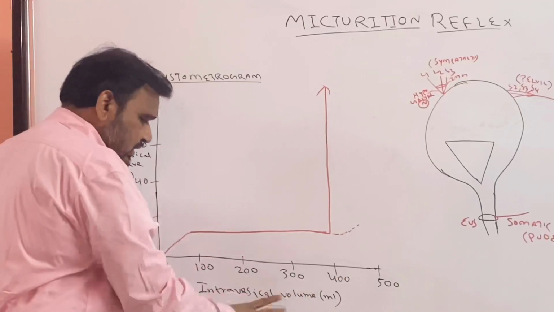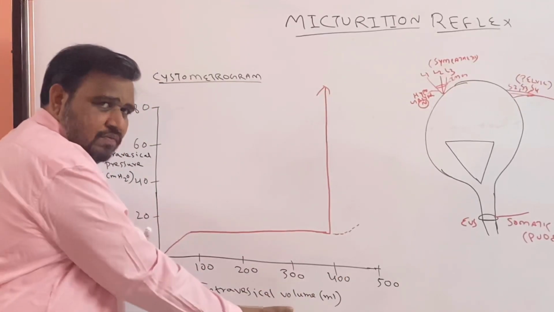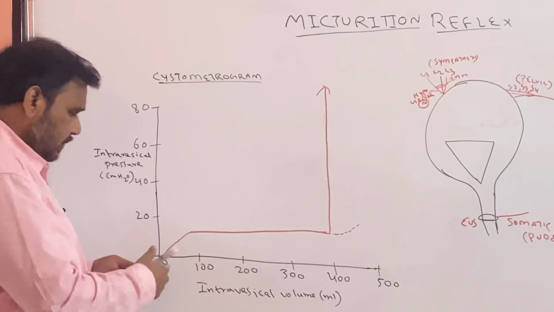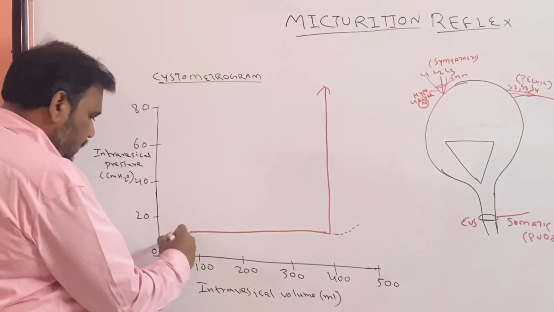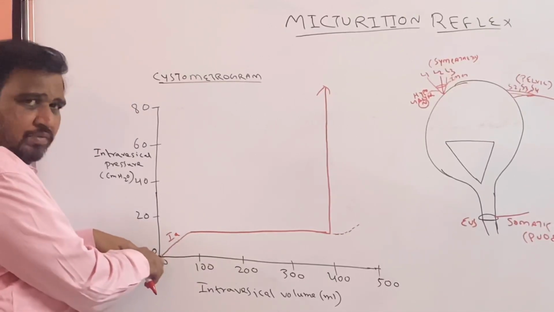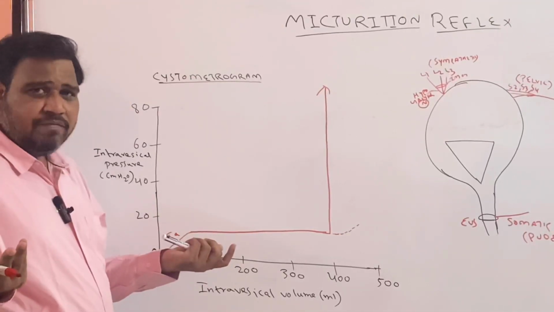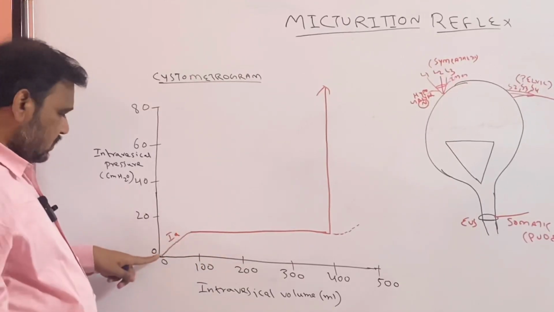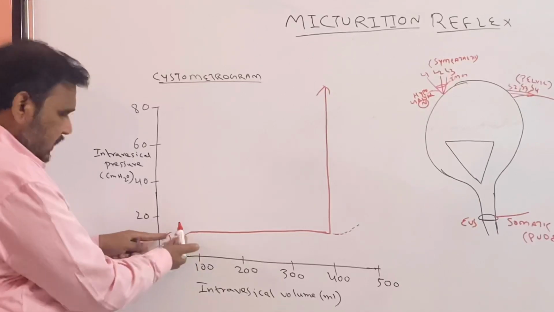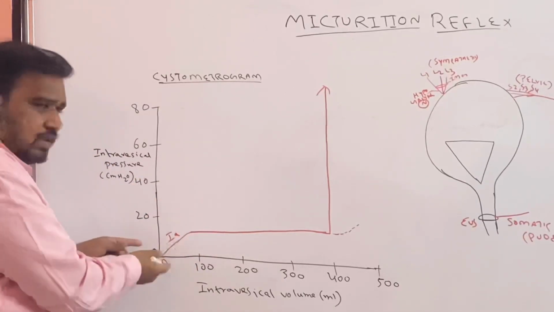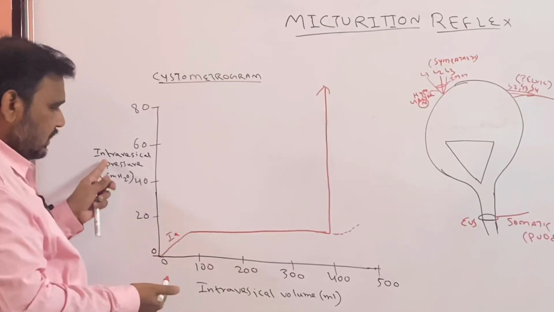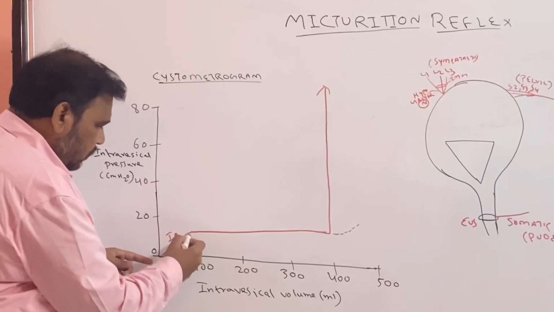On the x-axis comes the intravesicular volume of the bladder, and on the y-axis the pressure inside the bladder. I will name this phase 1A. When there is no filling of the bladder, the volume is 0, and obviously the pressure is also 0. As the volume increases from 0 to 50, the intravesicular pressure increases, up to around 80 to 90.